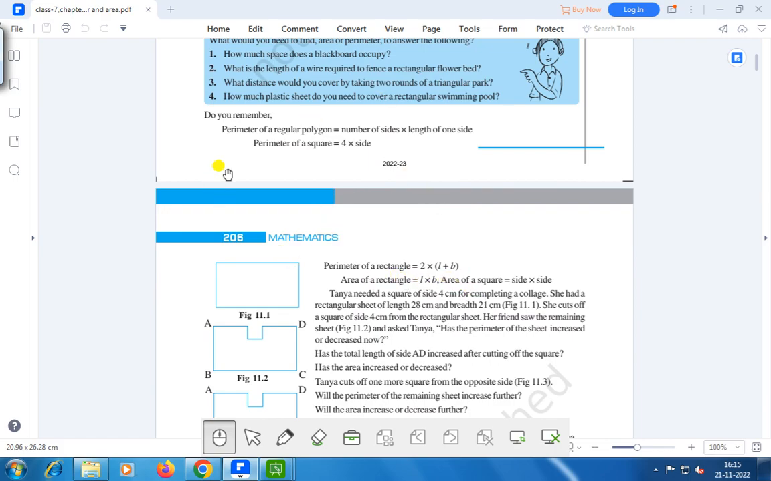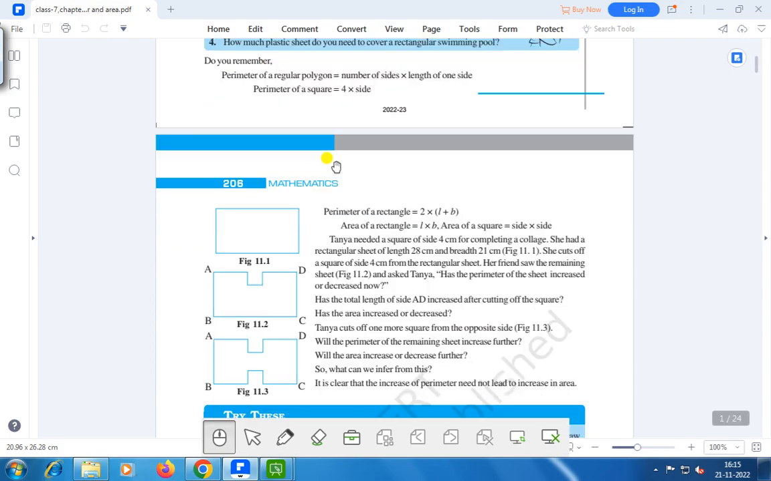You have to remember this one: perimeter of a regular polygon equals number of sides into length of one side, perimeter of a square equals 4 into side, perimeter of a rectangle is 2 into length plus breadth, area of a rectangle is length into breadth, and area of a square is side into side, right?